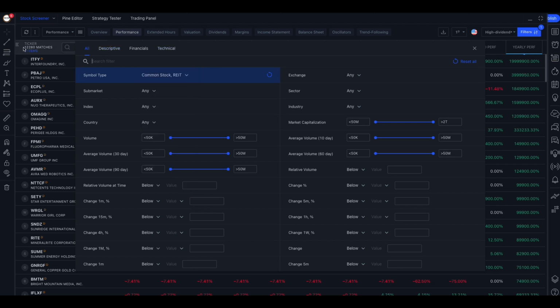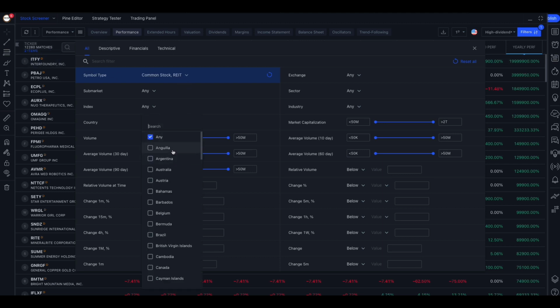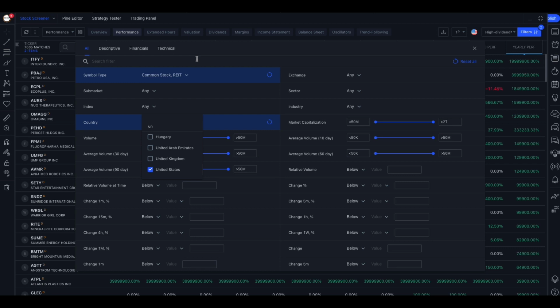So now, as you can see, we've already reduced this number from 18,000 down to 12,000, but still this is a lot of tickers that we're looking at. Since we're interested in the US, we need to make sure that we choose United States of America. You can just start typing there so that you make sure you go to the right country. There are companies that are listed in the New York Stock Exchange and Nasdaq that are not from the United States, but at this moment we're only interested in US companies.